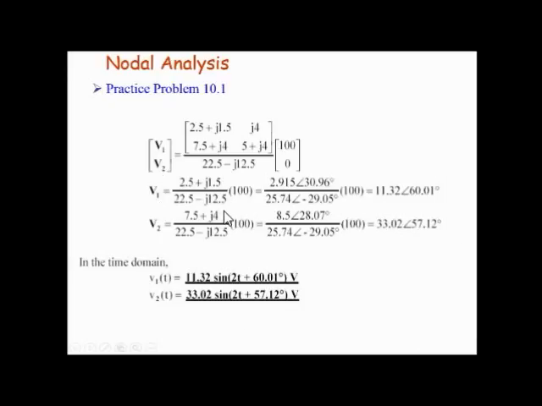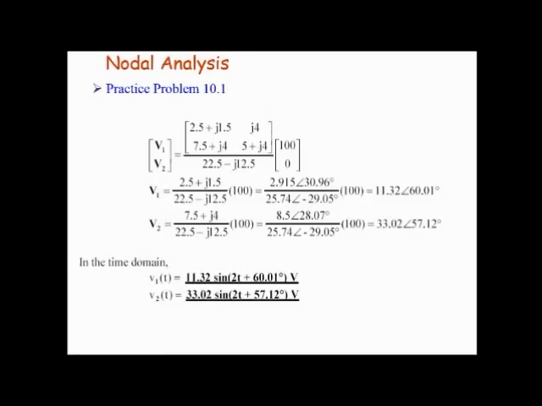So v1 we have got is equal to 11.32 angle 60.01 degrees, and v2 is 33.02 angle 57.12 degrees. Now for calculation of this type of problems, you need to convert into rectangular form in the matrix form. Then again, for division, we need to convert into polar form, because I have already told you that in case of division and multiplication we need to use the polar form. It is very frequently used and it is very easy. So using some of these techniques, you can get v1 and v2.